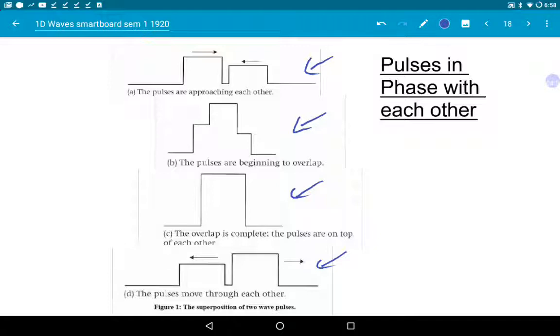You can see, if this was pulse A traveling to the right, this pulse A would look the same as it did originally, but it would have passed through that. If we call this one pulse B, they would have passed through each other and moved on.